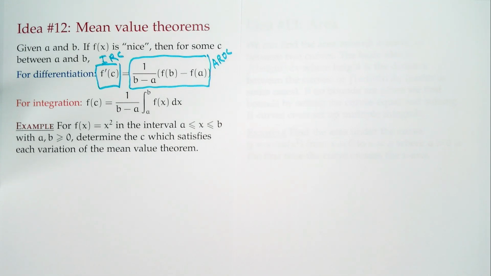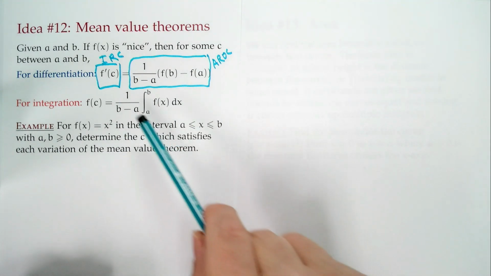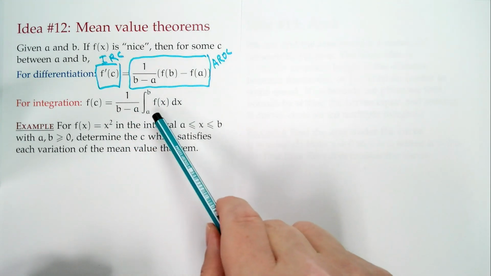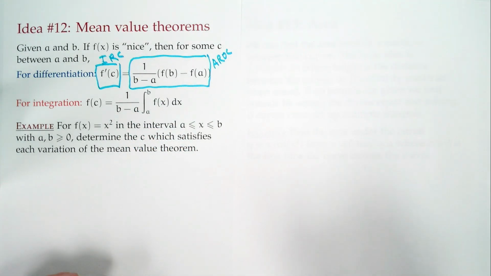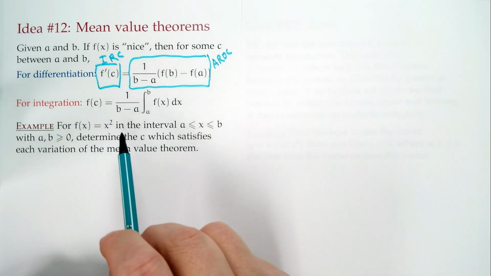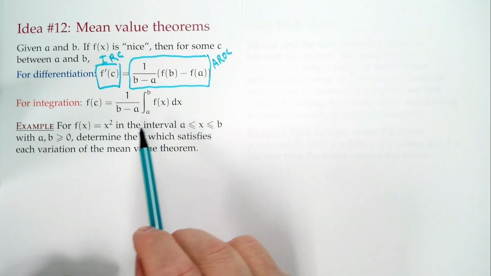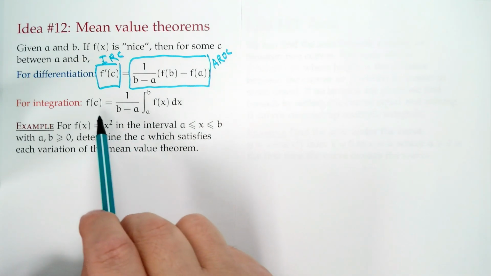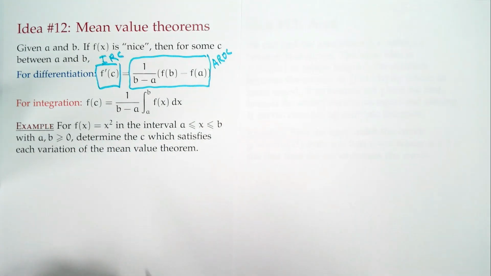There's also a mean value theorem for integration, and that says, look at the following. 1 over b minus a, integral a to b of f of x dx. Now this is what we call the average value of the function. And we say, if I look between a and b, then somewhere I'm going to have exactly the average value of the function.